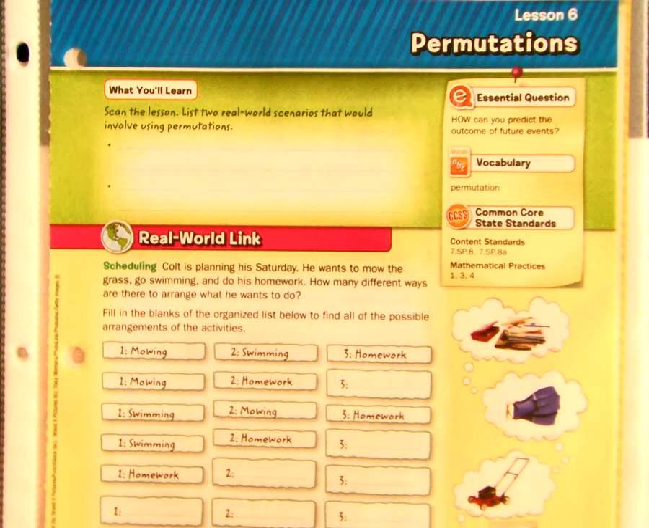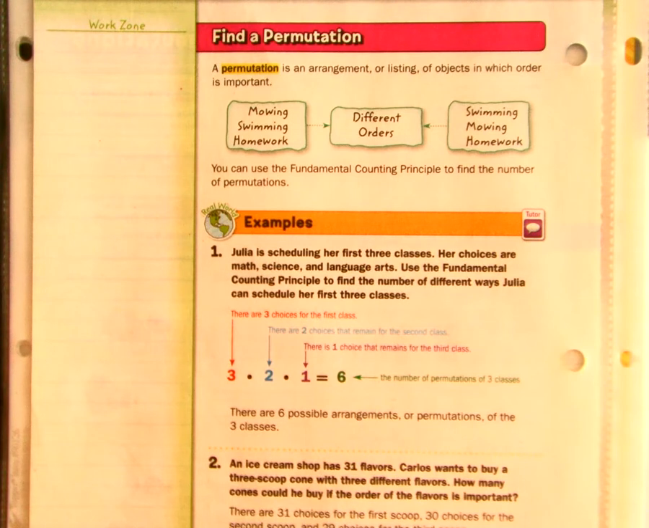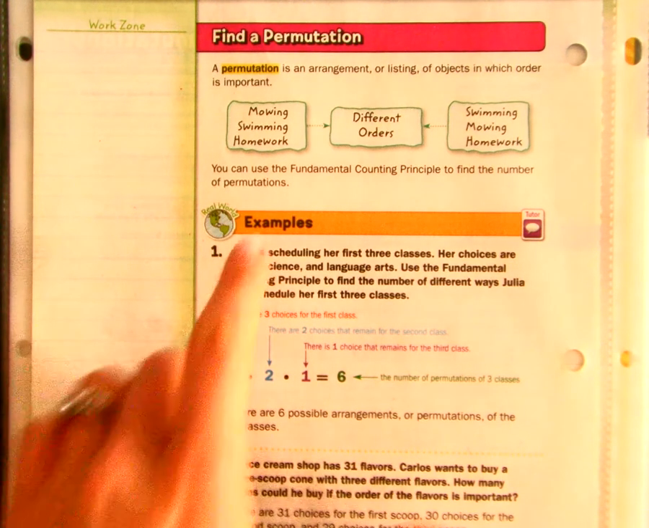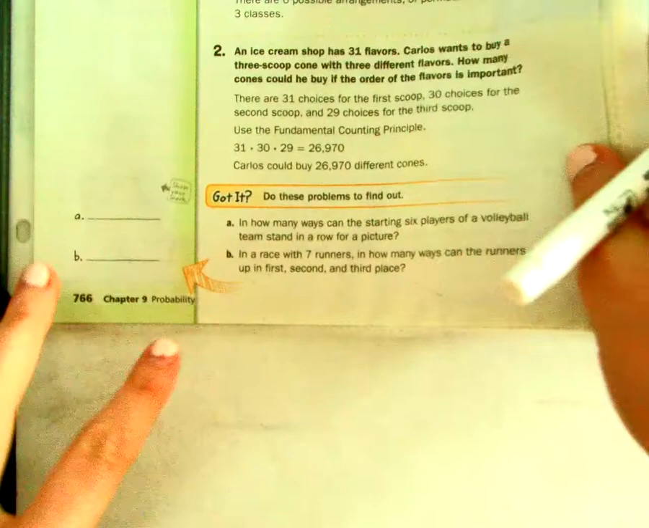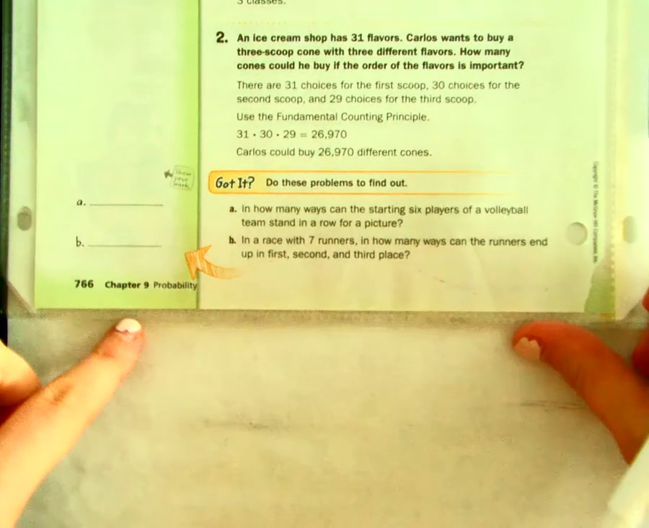Lesson 9.6, Permutations. A permutation is an arrangement or listing of objects in which order is important. You can use the fundamental counting principle to find the number of permutations. So if we look at example A, in how many ways can the starting 6 players of a volleyball team stand in a row for a picture?